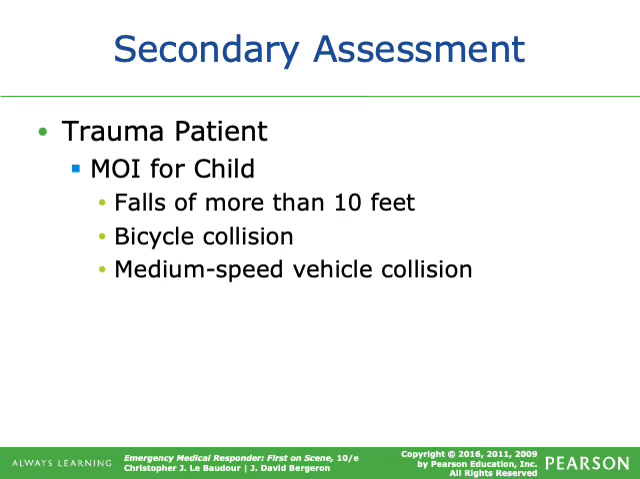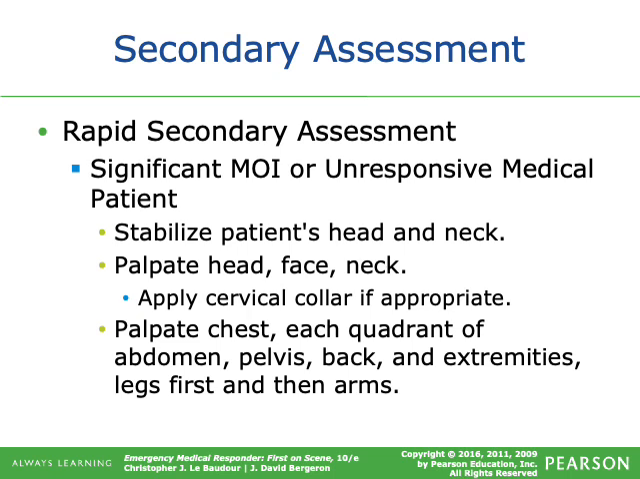Here's some significant MOIs for a child. Falls of more than 10 feet, a bicycle collision, a medium speed vehicle collision. So when you're performing your rapid secondary assessment on somebody that has a significant MOI or an unresponsive medical patient, the first thing you want to do is stabilize the patient's head and neck, palpate the face and neck, apply a C-collar if it's appropriate. Then you want to move on and palpate the chest, each quadrant of the abdomen, pelvis, back, extremities, legs, and arms. You're doing this because they are unresponsive and they can't tell you what's going on.